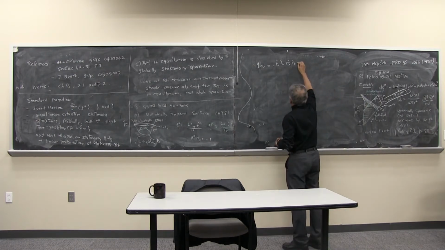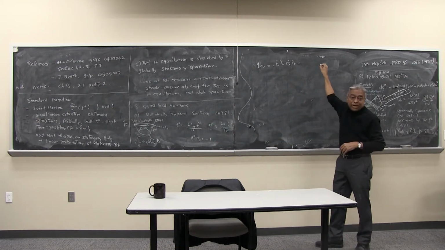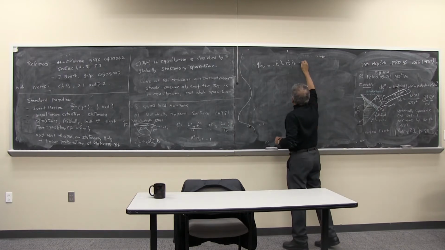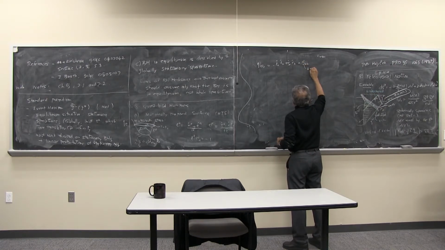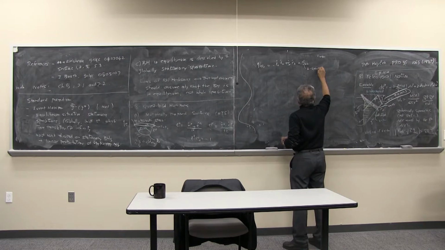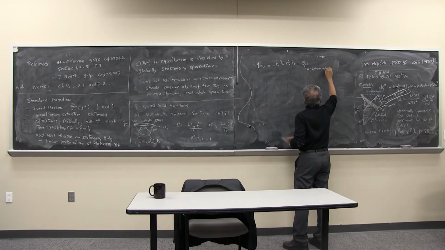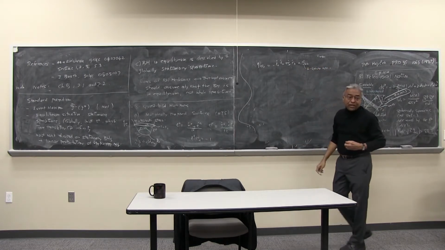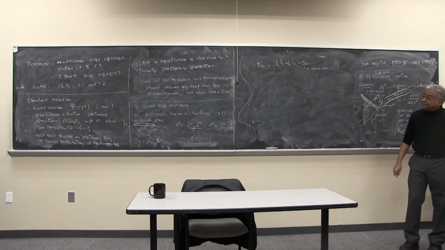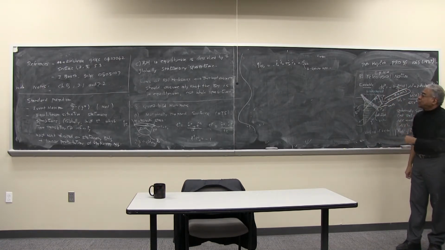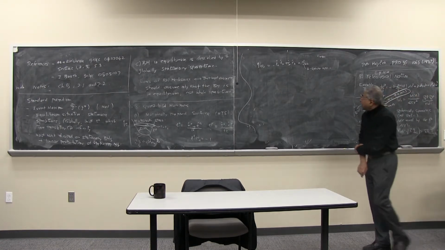And then I've got the metric which you normally write as r squared d omega squared, and I'm just going to call it s_ab. This is the two-sphere metric. Its radius would be r, so it would be r squared times the unit two-sphere metric.